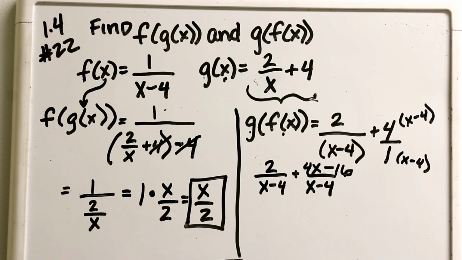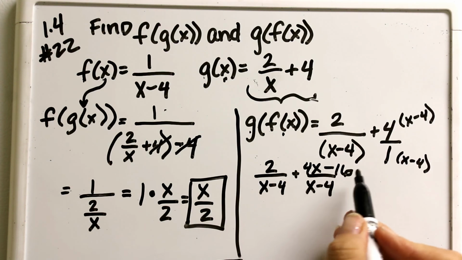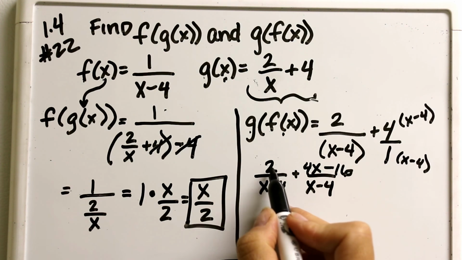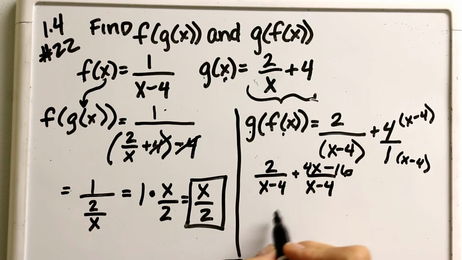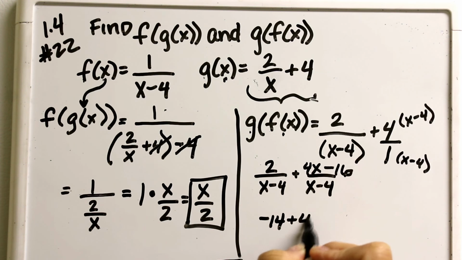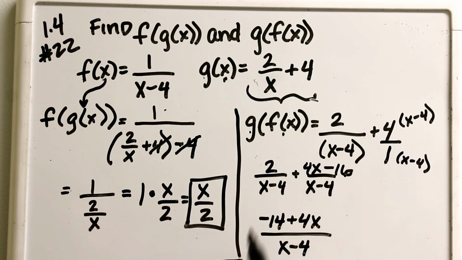Now we can add the two fractions together and we can add straight across. 2 minus 16 is negative 14, and you still have your 4x, all over x minus 4.